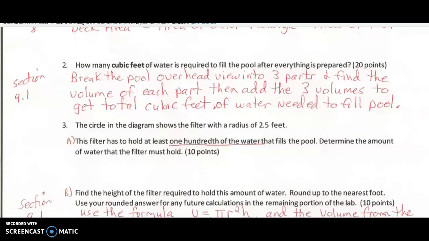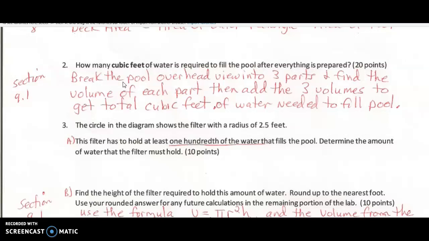Now we're going to go to the second question. We've got to find out how much water it's going to take to fill the pool. This is where we look at the side view. I said you're going to have it broken up into 3 parts. Your shallow end is a little rectangle. Your middle part is a trapezoid. And your deep part is going to be another rectangle.